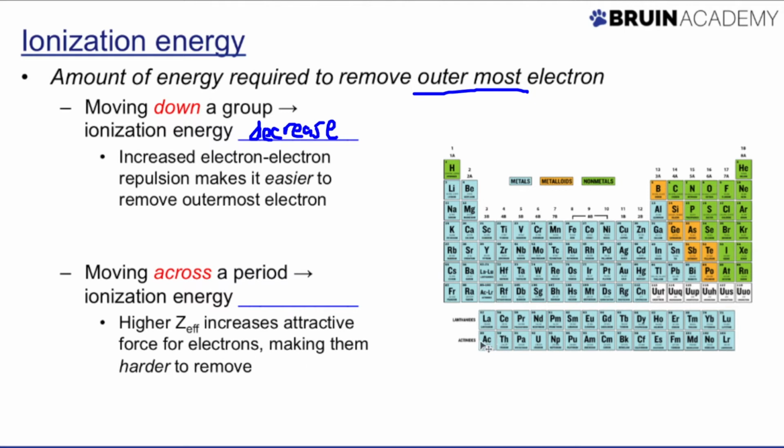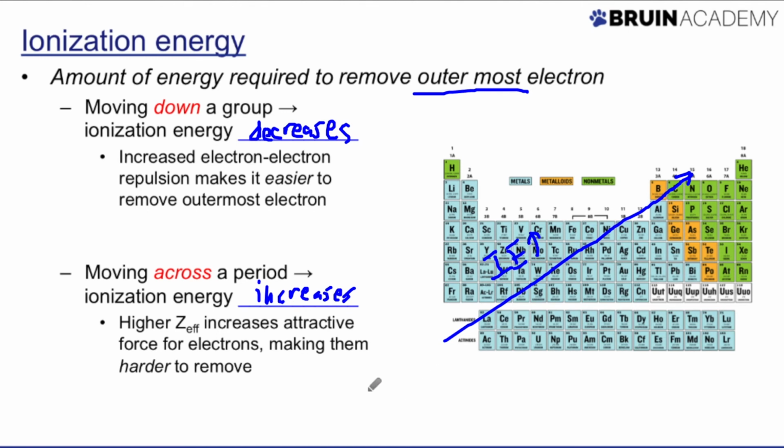So to summarize here, as we move from bottom left to top right, our ionization energy is going to increase. And specifically, this is the first ionization energy. You might see the term second ionization energy, which basically means how much energy is required to remove the second outermost electron. So after you remove the outermost electron, how much energy is required to remove the secondmost one? It follows the same trend as ionization energy.